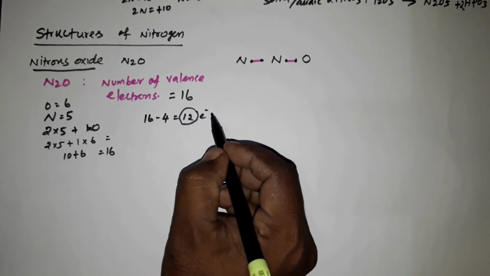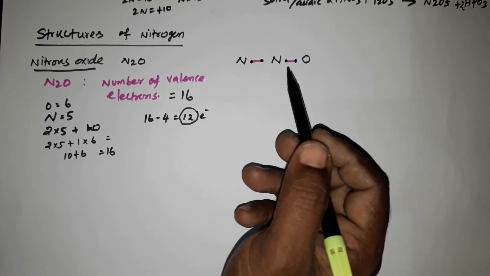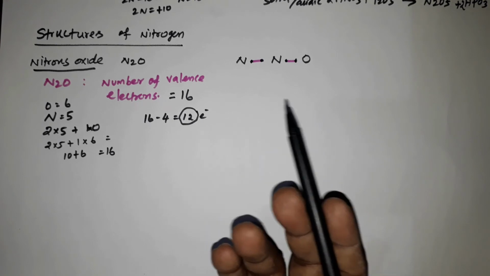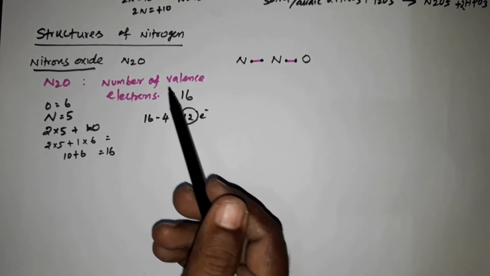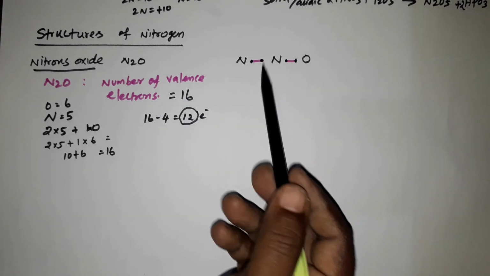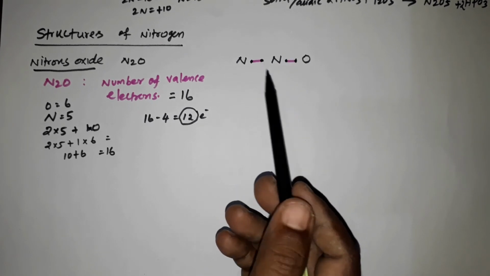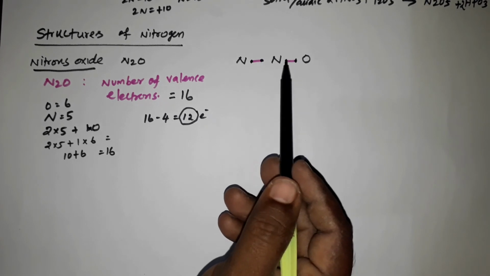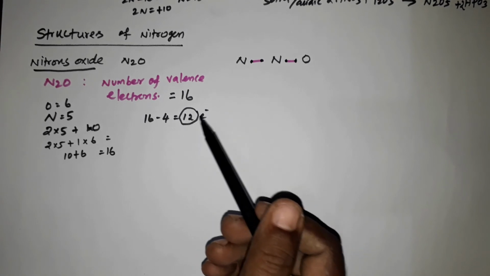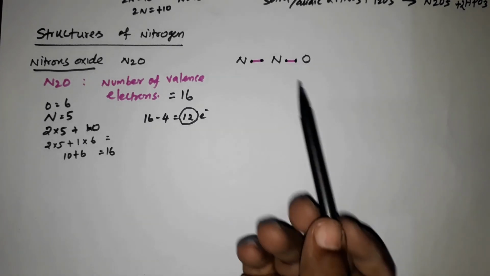Okay, remaining 12 electrons. These 12 electrons you have to distribute on the corner atoms equally. So that means it should reach the octet. Number of electrons must be 8. So first step, count the valence electrons. Second step, arrange the atoms, the least electronegative atom in the middle, the remaining on the corner. Then third step, make a single bond between those atoms. Then fourth step, count the remaining valence electrons, and the fifth step, distribute the electrons on the corner atoms to get 8 electrons in each atom.